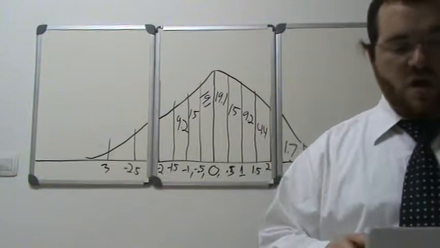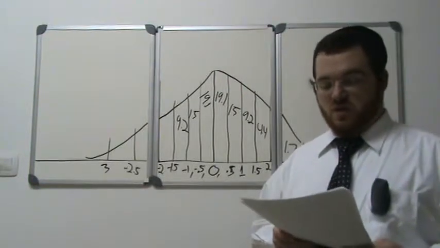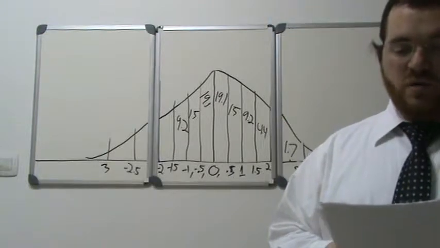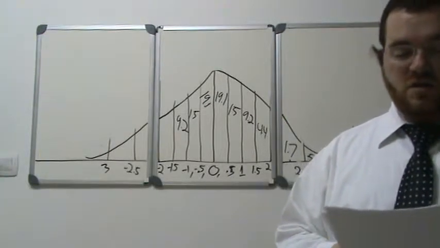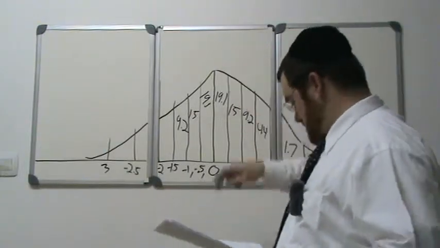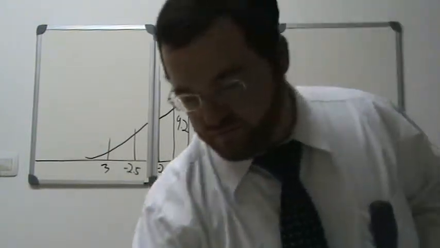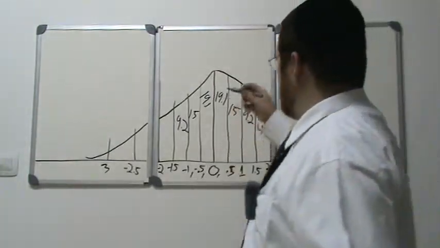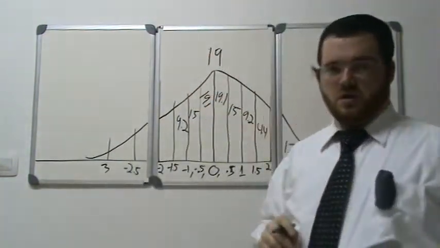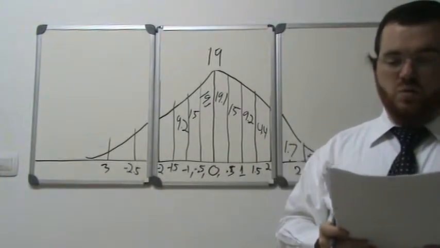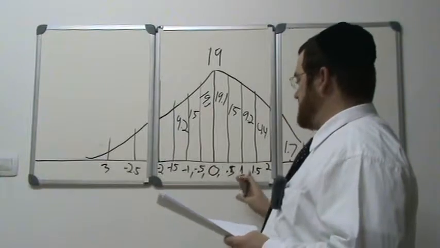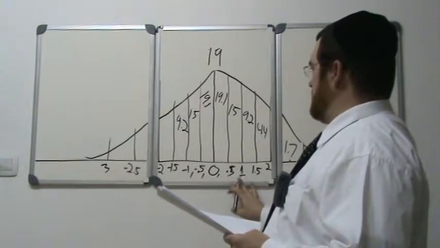Question 34. Assume that the ages of first-year college students are normally distributed with a mean of 19 years and a standard deviation of 1 year. That means in the middle will be 19 years old. That's the mean over here, 19. And the standard deviation is 1 year. That means if you go over one standard deviation, you'll hit 1 year.